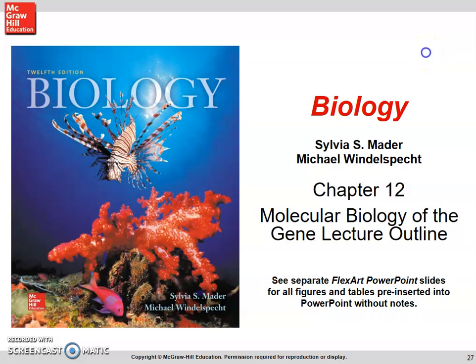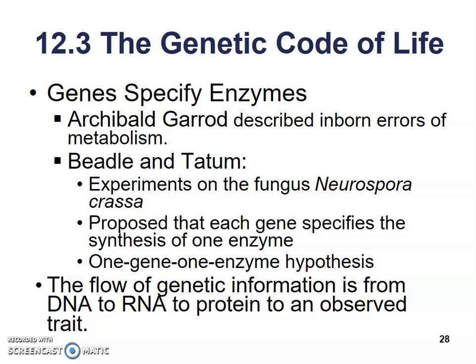Okay, let's do section 3, the genetic code of life. Genes specify enzymes. A man named Archibald, which isn't that just the best name ever, described inborn errors of metabolism. Beadle and Tatum did experiments on a fungus, and they proposed that each gene specifies the production of one specific enzyme. Okay, so they hypothesized that one gene controls one enzyme.